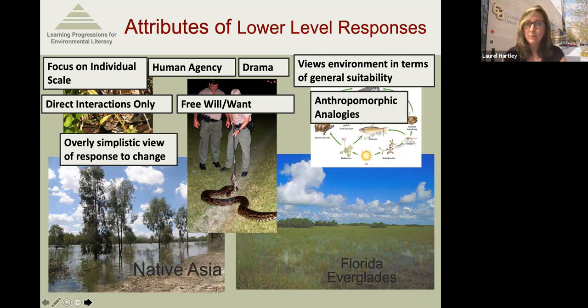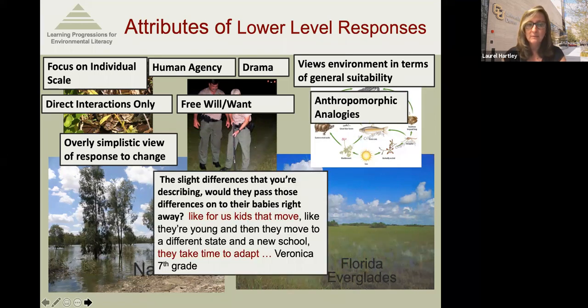They used a lot of anthropomorphic analogies. The slight differences that you're describing, would they pass those differences on to their babies right away? Like for us kids that move, like they're young and then they move to a different state and a new school, they take time to adapt. So sometimes analogies are helpful, but sometimes they're not, and especially when they're anthropomorphic and inappropriate. This is not how adaptation happens.